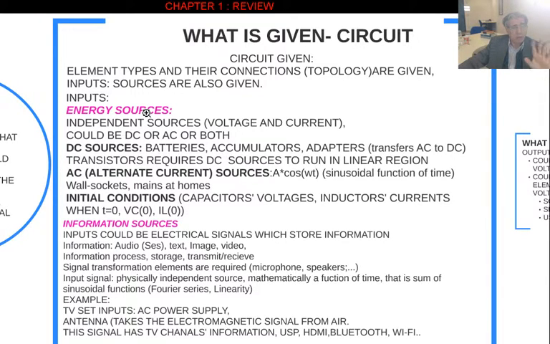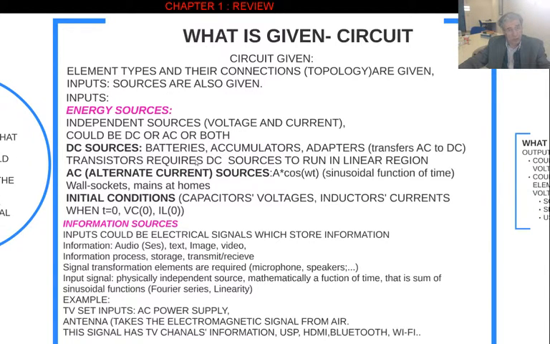Another energy source, we are talking about what is given with a circuit. Another energy source is the initial conditions of the capacitors and the inductors. Capacitor voltages and inductor currents are the initial conditions. These initial conditions are also energy sources. So here we are giving the common energy sources in practice. We said the other sources are independent sources.